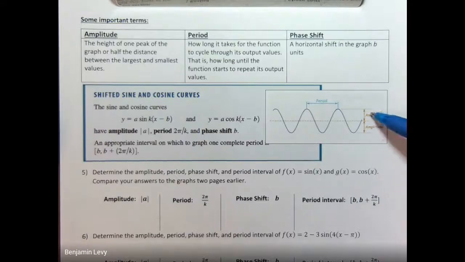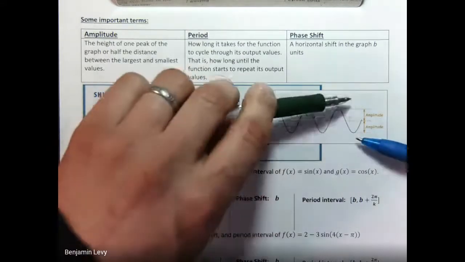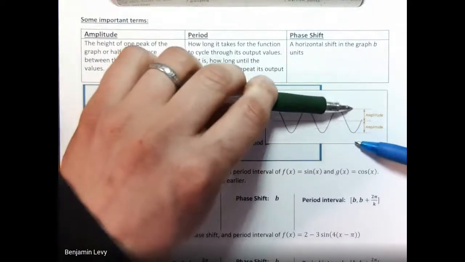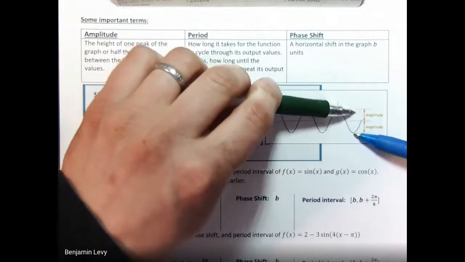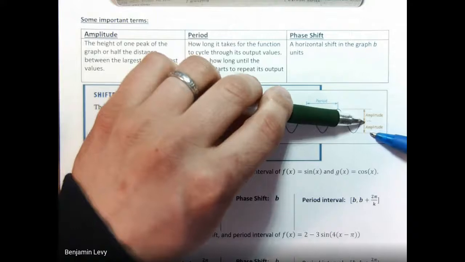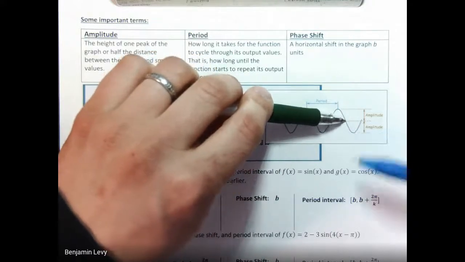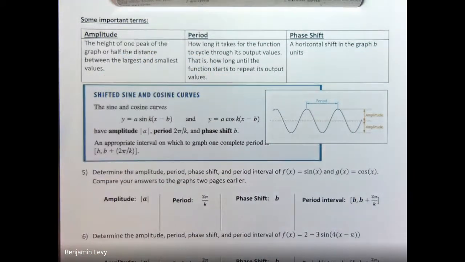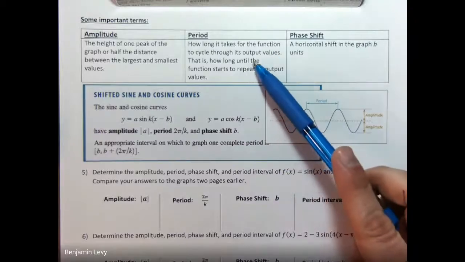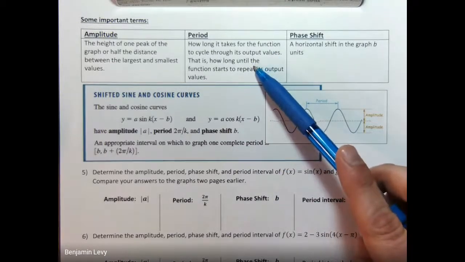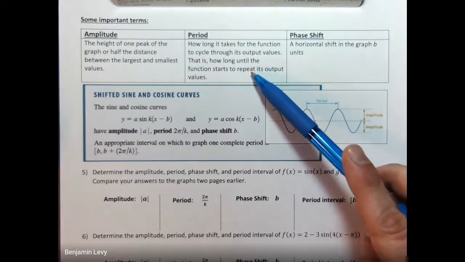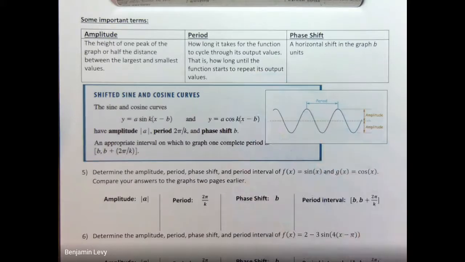The amplitude, you can see, is half the distance of the entire thing, right? If this is the highest point and that's the lowest point, half that distance is the amplitude, right? And you can see it's the size of one of the peaks. The period, we've already talked about that, but that's how long it takes for the function to repeat through its output. In other words, it's how long it takes for the function to start repeating.